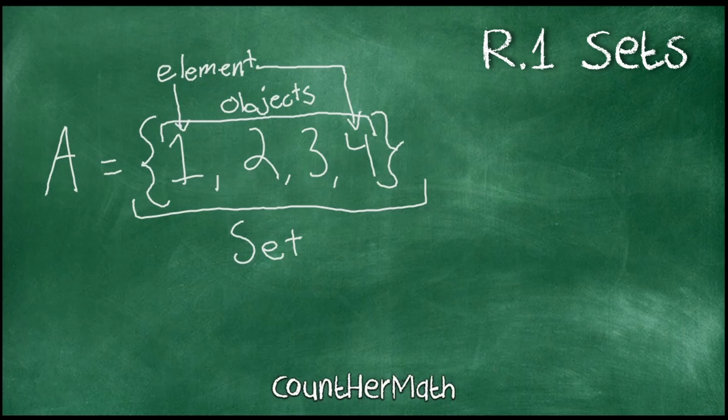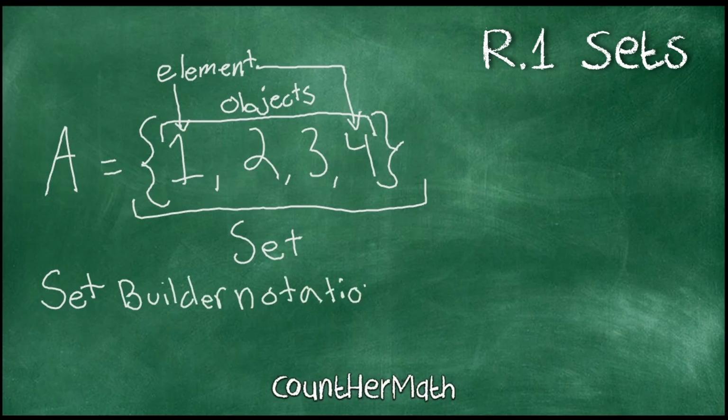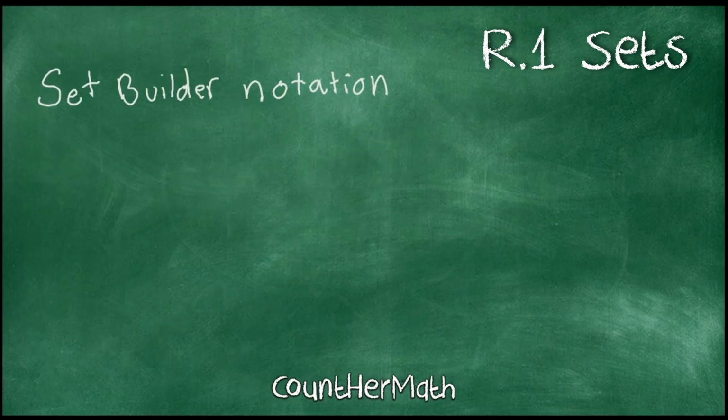We can also refer to sets in what is called set builder notation. This is more like a mathematical sentence that describes a set. If I was to describe set A in casual language, I would say something like, this set is counting numbers from 1 to 4. Set builder notation is a more formal and exact way of describing a set. So in set builder notation, this set would be written like this.